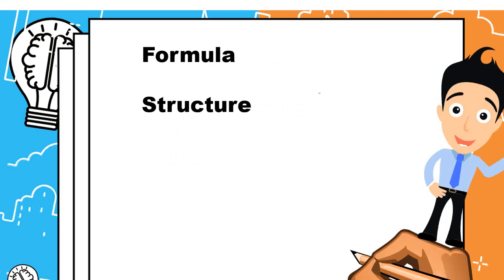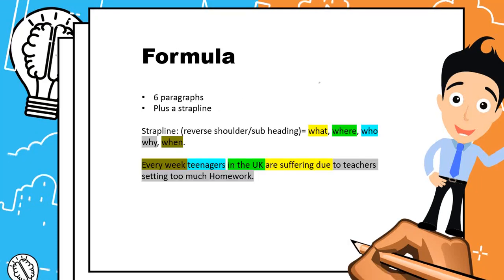We need a formula, we need a structure. So yes, we've looked at the language in our previous uploads. Today we're going to look at how we put it all together in a formula. So, we're going to aim to write 6 paragraphs. We're going to add a strapline.